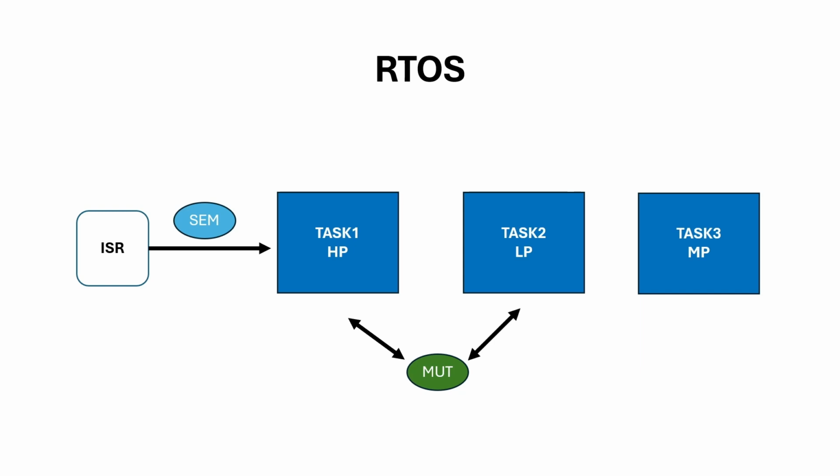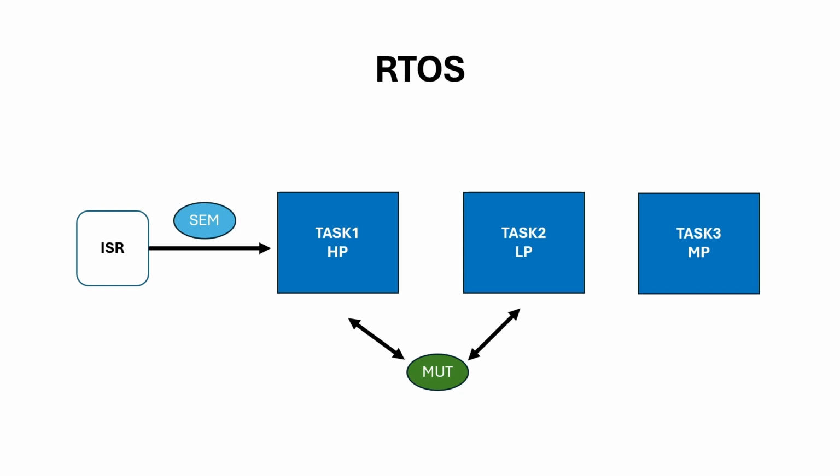And whenever you're using an interrupt, you want to use a semaphore rather than a mutex. Semaphores are more of a signaling mechanism, whereas mutexes are more of a protection mechanism.